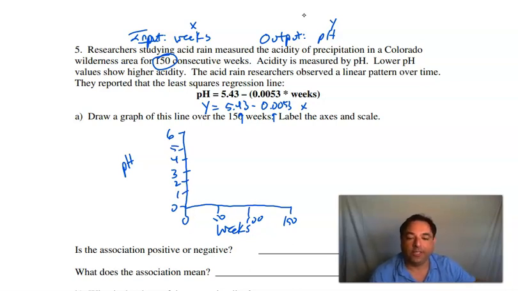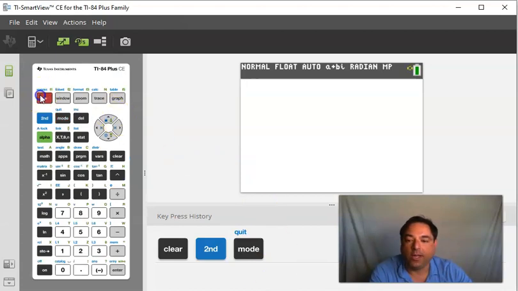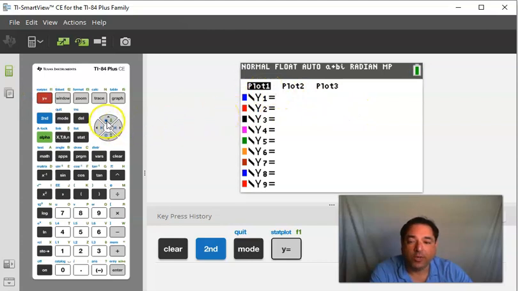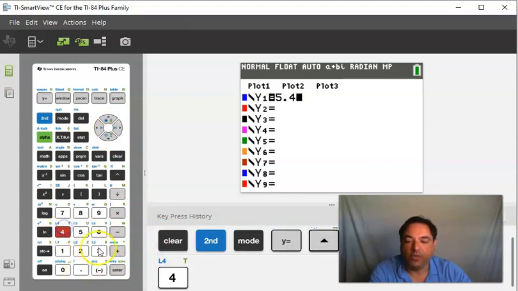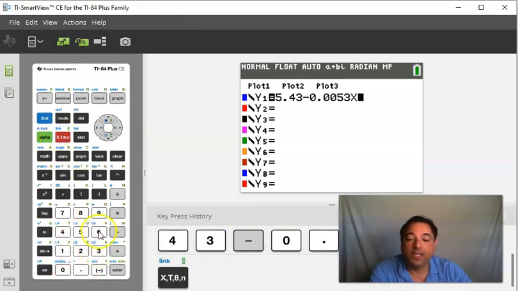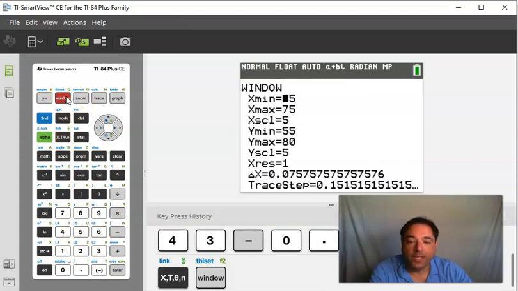So we're going to go to our calculator and we're going to sketch just a line. Again, we don't have the data, we just have the line. So we go to the calculator, we're going to go to y equals. We're not plotting any points, so if you have plot 1 on like I do, I'm going to go up to plot 1, hit enter, and then in y1, I'm going to put the equation. 5.43 minus 0.0053x.